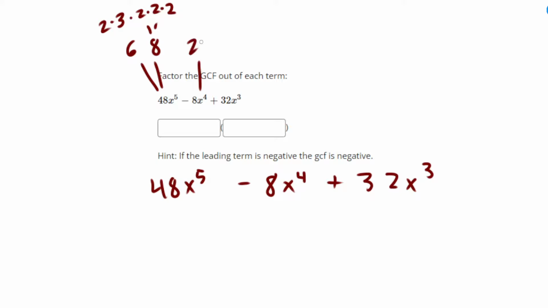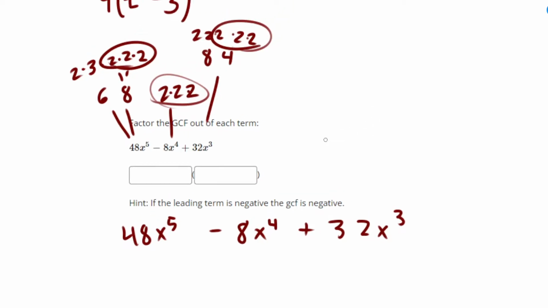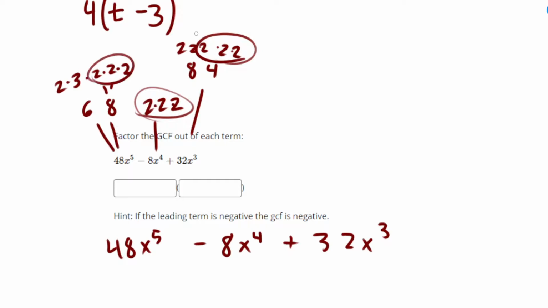And then 8 is going to be 2, 2, and 2. And then 32 is going to be 8 and 4, which is 2, 2, 2, 2, 2. So there's a lot of 2's that we're dealing with. Luckily, we only need to worry about the least amount. So there's 3 2's here, 3 2's here, 3 2's here. And we want to make sure we are still keeping track of what's left, because that's going to be important for these problems. And also, our lowest power of x is x cubed.